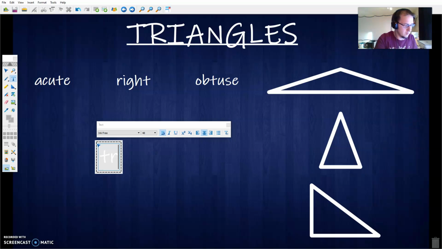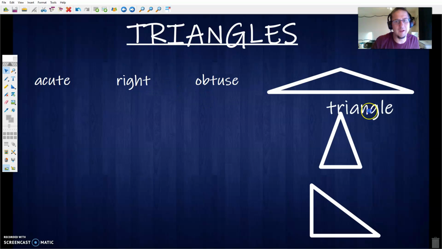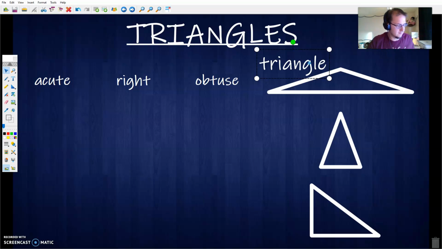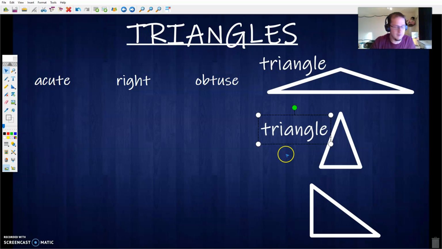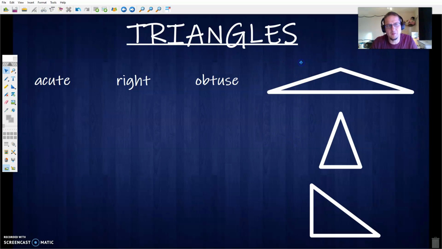So we know that all three of these are triangles. This is a triangle. It has three sides. This has three edges, three vertices. So we know that all three of those are triangles. Okay, but are they acute, right, or obtuse? And to know that, you just need to pay attention to the angles.